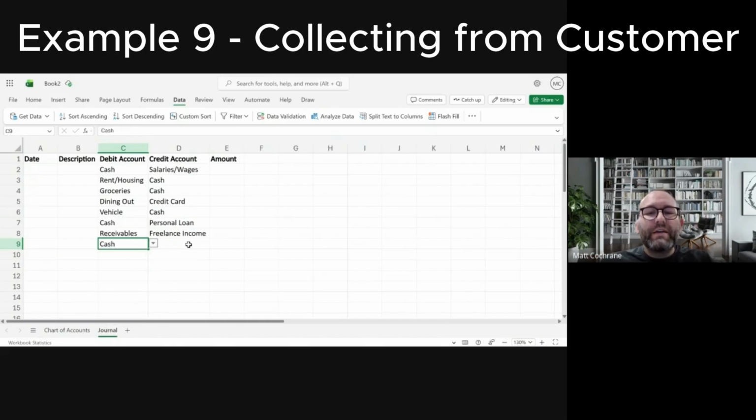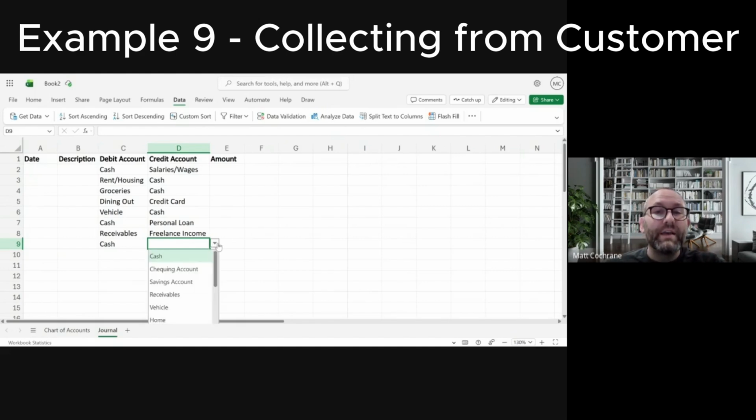But what do we credit? Well, if we receive the cash, then that's no longer a receivable. We've received it. So we have to reduce our receivables by the amount that we collected. It may be the full amount. It may be part of the amount. Maybe there's a payment plan set up. In either case, we want to credit the receivable because assets decrease with credits and the receivable is an asset.